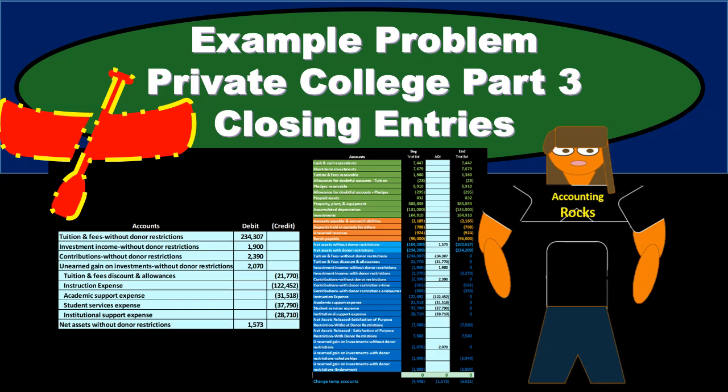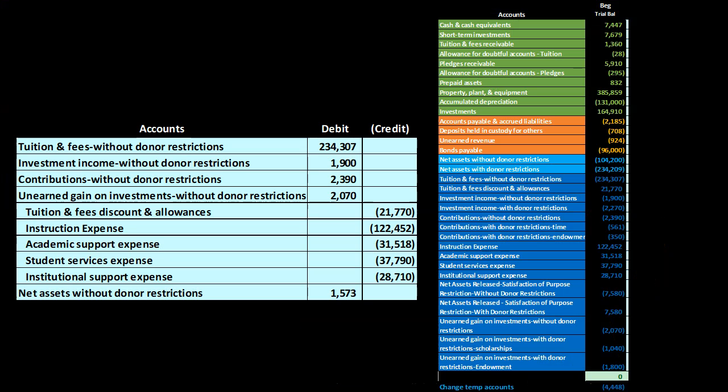In this presentation, we will take a look at part 3 of an example problem related to a private college, looking at the closing entry process. You'll recall that the objective in the closing entries is to take all the dark blue accounts, the income statement type of accounts, those temporary accounts, and close them out to what would be the equity section in a for-profit type of organization, here closing them out to the net income section.